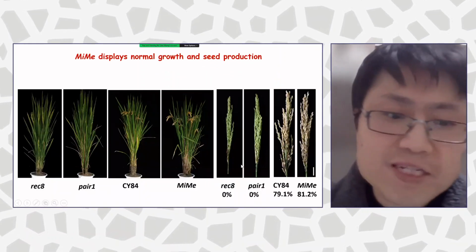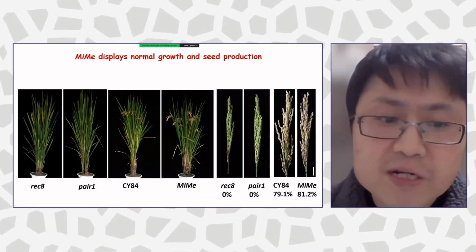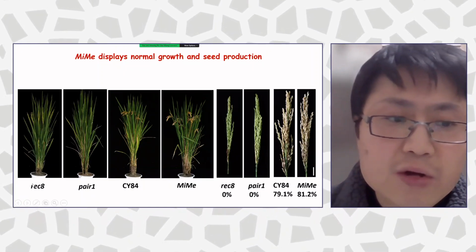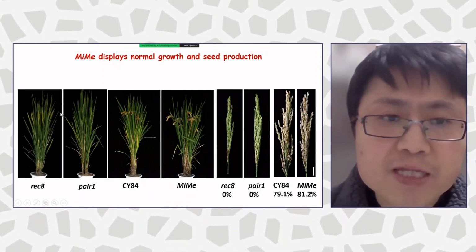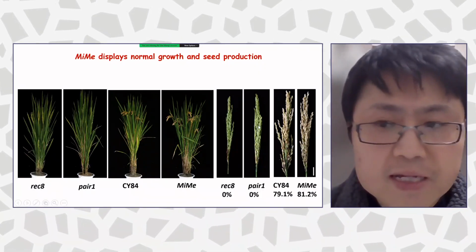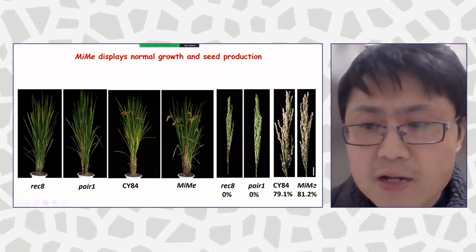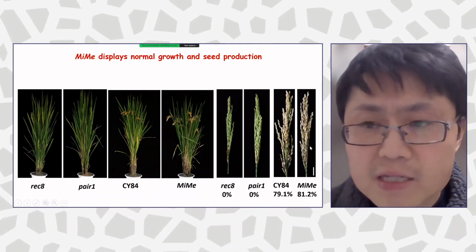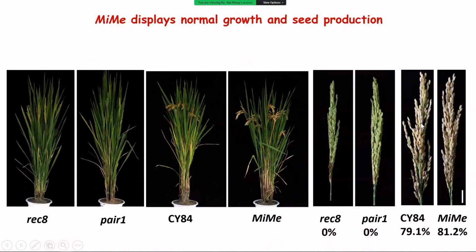We next investigated the fertility of the single mutants and the triple mutant. Both the rec8 and the pair1 mutants were completely sterile, and no seeds were found. But the seed setting of the Mimic triple mutant shows almost the same phenotype as the wild type. These results differ from previous studies in homozygous varieties, suggesting the background may affect the seed setting.